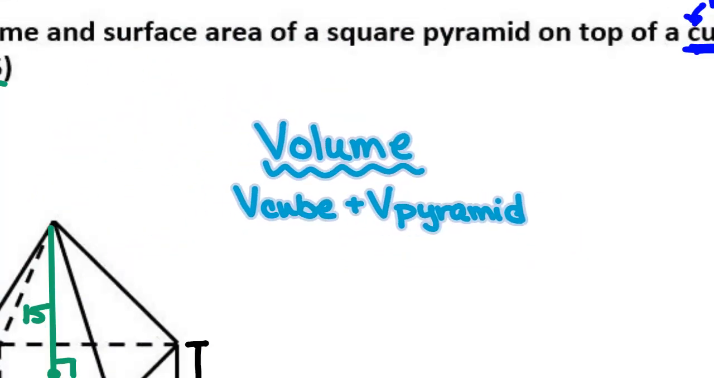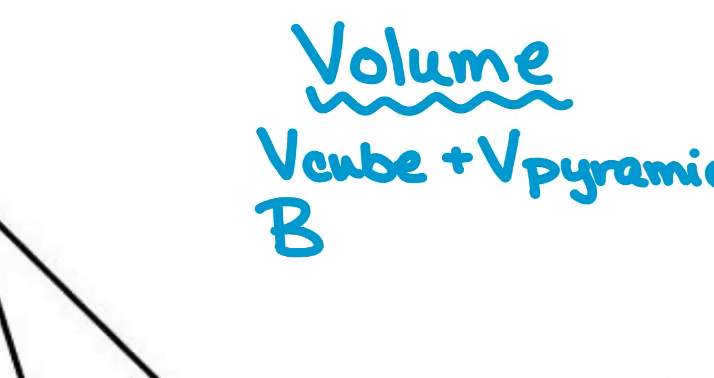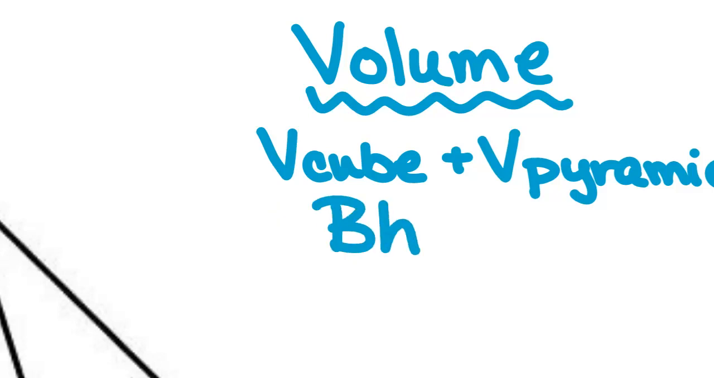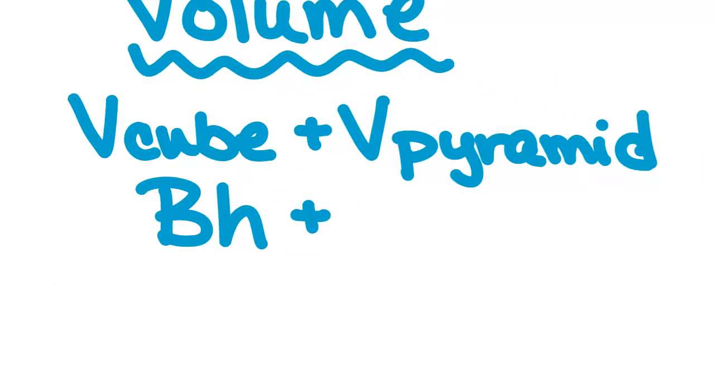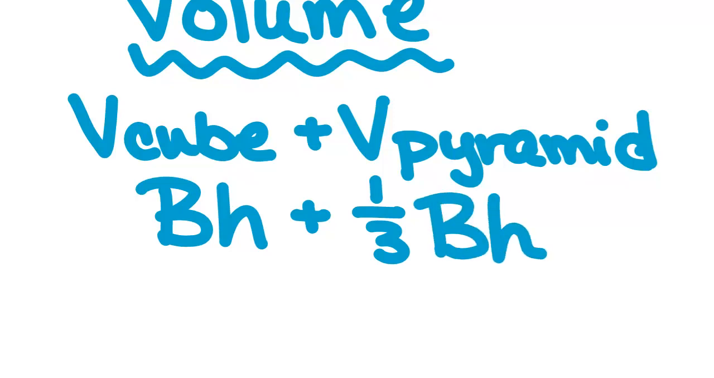How will we find the volume of the cube? What did we say a cube was? It's a rectangular prism. How do we find volume for a prism? Area of the base, so big capital B, times the height. Plus volume for the pyramid. How do we find volume for a pyramid? 1/3 area of the base times the height.